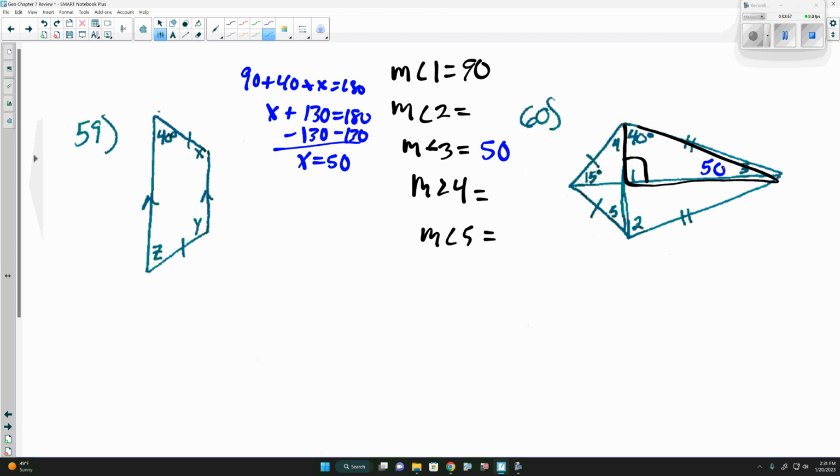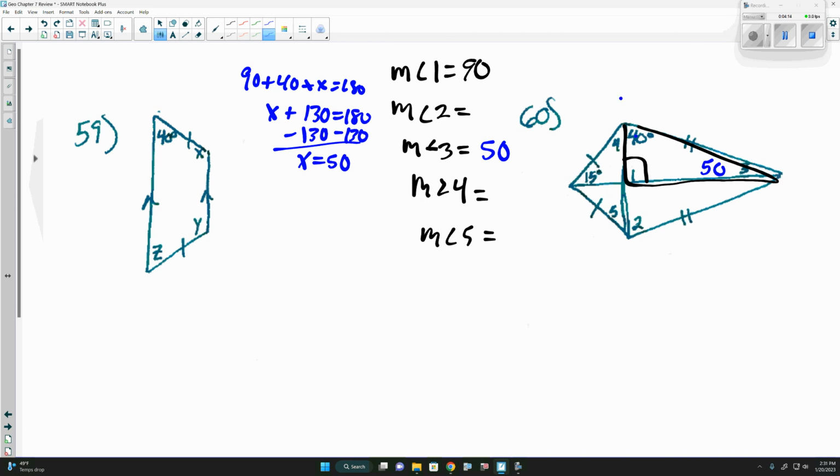I have a question. Yes. Instead of having to make it all equal 180, just take the 90 off and make it equal 90. Yes, because the acute angles in a right triangle do add together to be 90.